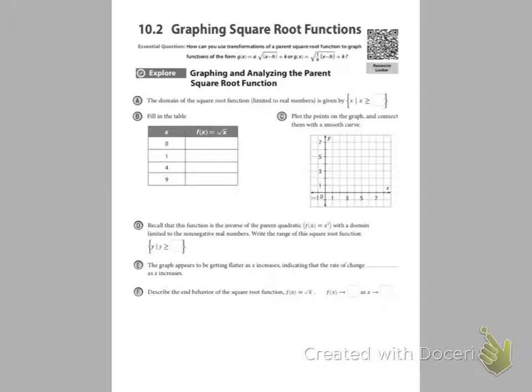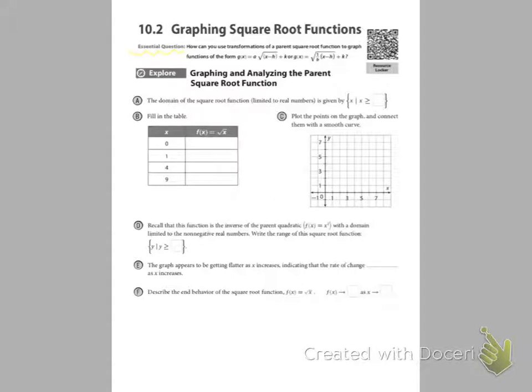And so our essential question, which is how we always like to start our lessons, so we know how to focus, is how can you use transformations of a parent square root function to graph functions of the form a times the square root of x minus h plus k, or g of x is equal to the square root of 1 over b times x minus h plus k.